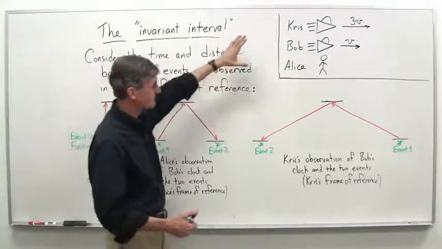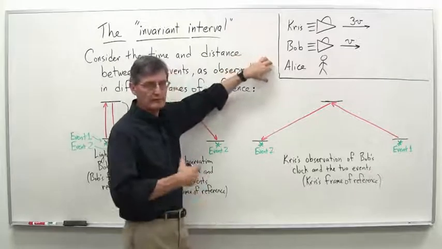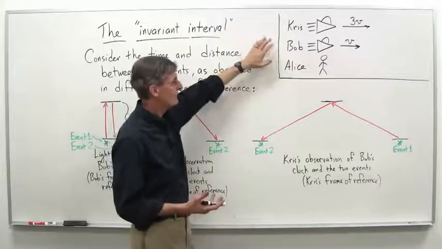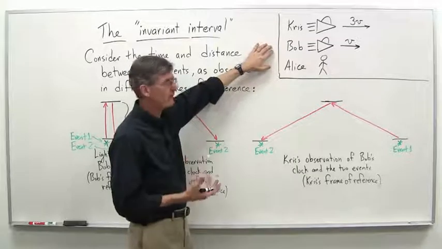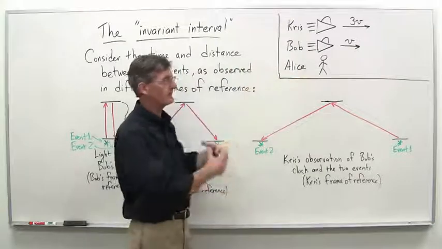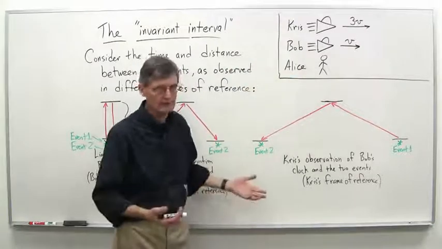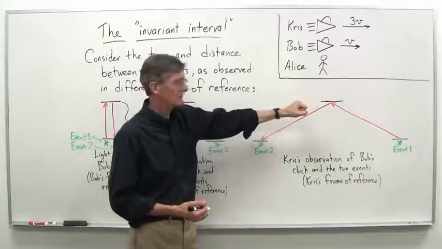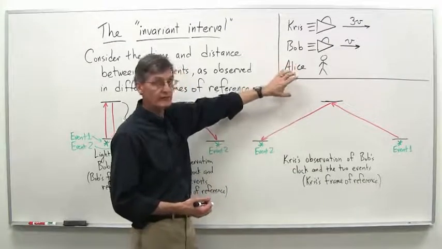So here's the situation. Alice this time will be the stationary observer, at least from her perspective, of course. And Bob is in a spaceship traveling with velocity v, and Chris is in a spaceship traveling with velocity 3v. It doesn't really matter what that is, just pick 3. It's a velocity that is faster than Bob is traveling. Okay, so that's the setup here.